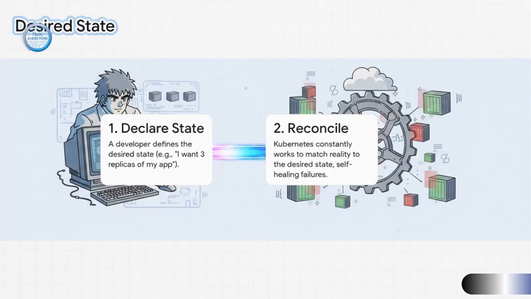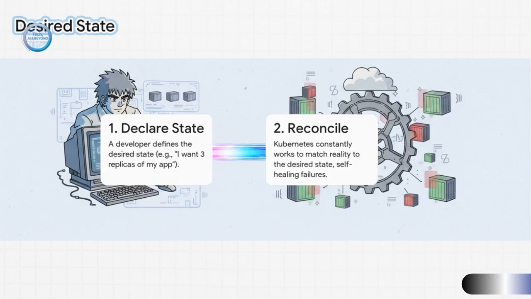And here it is. The magic of Kubernetes is something called desired state reconciliation. See, instead of giving Kubernetes a series of commands on how to do something, you simply provide a declaration of the state you want. You write a configuration file that says, for example, I want 3 replicas of my web server running this container image. You hand that to Kubernetes, and from that point on, Kubernetes' job is to constantly watch the system and work tirelessly to make reality match your declaration.